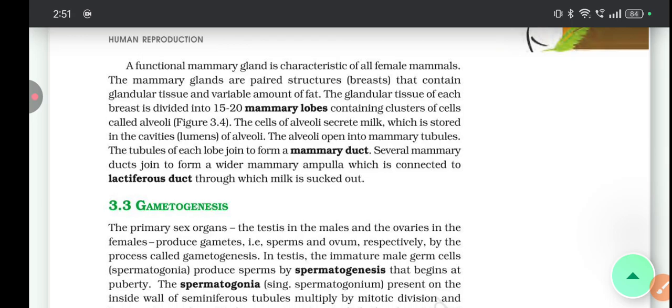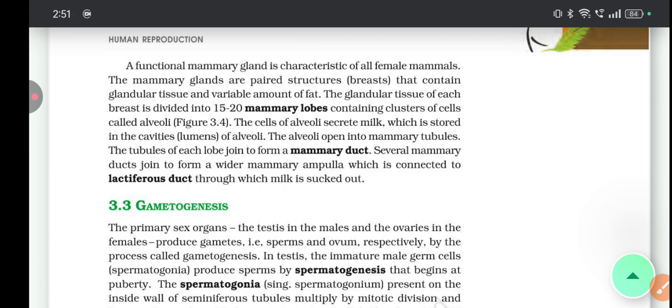A functional mammary gland is characteristic of female mammals. Mammary glands are paired structures, that is breasts, that contain glandular tissue and a variable amount of fat. The glandular tissue of each breast is divided into 15 to 20 mammary lobes containing clusters of cells called alveoli. The cells of the alveoli secrete milk which is stored in the cavities, that is lumens, of the alveoli.